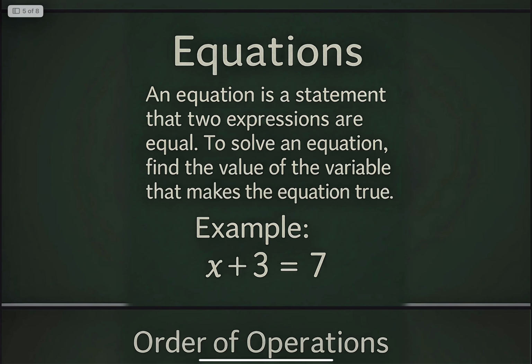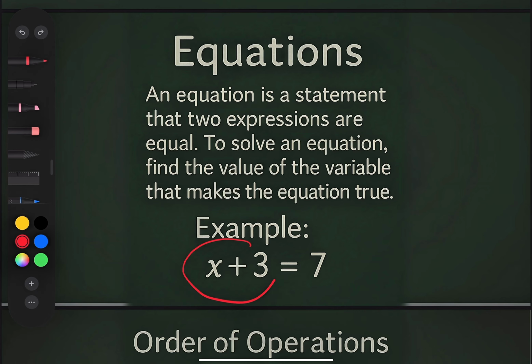We have equations. An equation is a statement that two expressions are equal. To solve an equation, find the value of the variable that makes the equation true. Okay, so an equation, just think about it as two expressions. We have one expression right here, and we have another expression right here, and they're equal to each other. A lot of kids get confused with the difference between an expression and an equation. An expression does not have an equal sign. Just think about it that way. And an equation does, okay? And it's combined by two different expressions in this case.